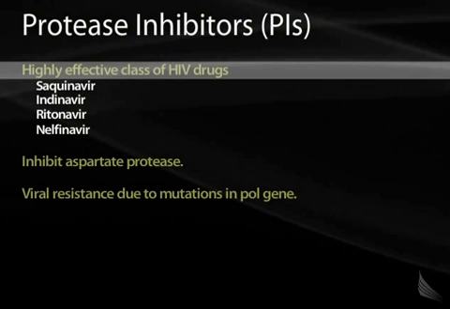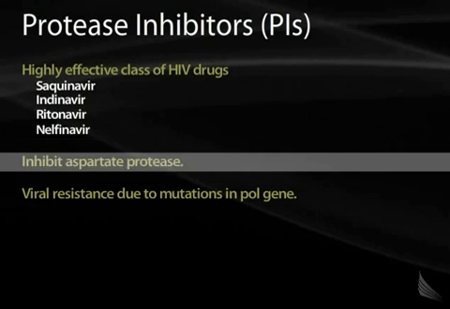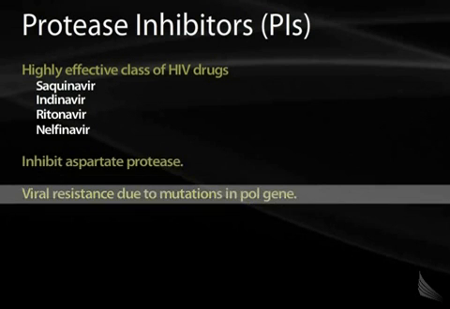Protease inhibitors are also very effective. These usually end in -avir, so they can be identified that way. Saquinavir, indinavir, ritonavir, and nelfinavir. The way they work is by inhibiting the protease. This protease is responsible for assembly of viral proteins and maturation of those proteins into their mature form. Mutations in the pol gene in the HIV virus will confer resistance to protease inhibitors.